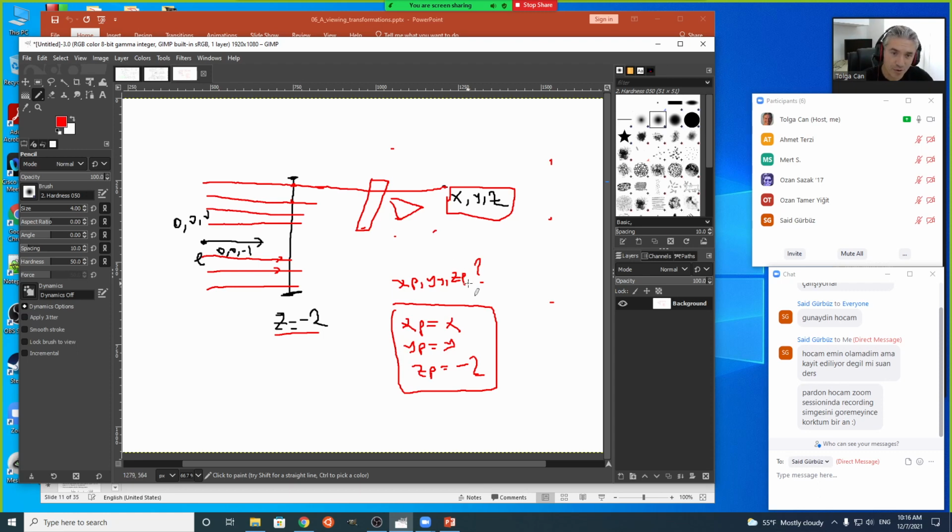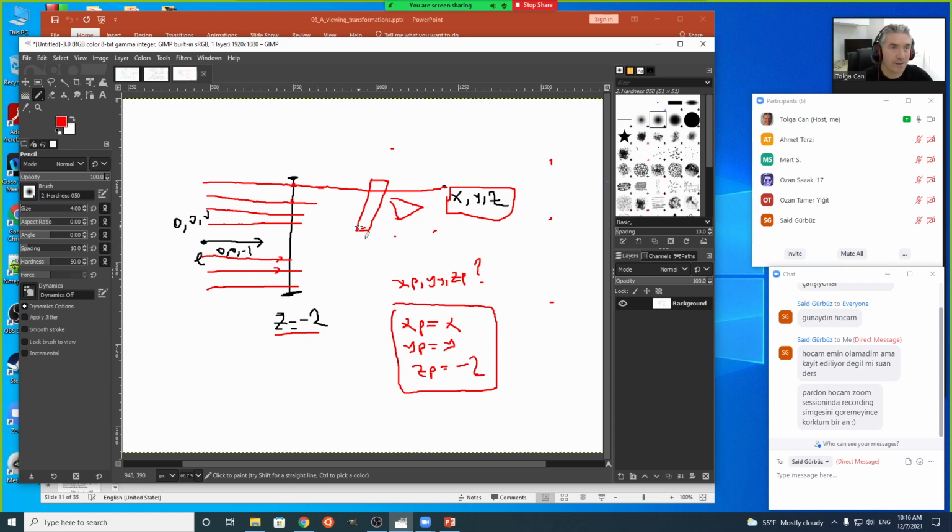So during this projection, we may want to retain this depth information, because we'll need to use it later to determine which object is in front of which other object. This depth information we need to retain.